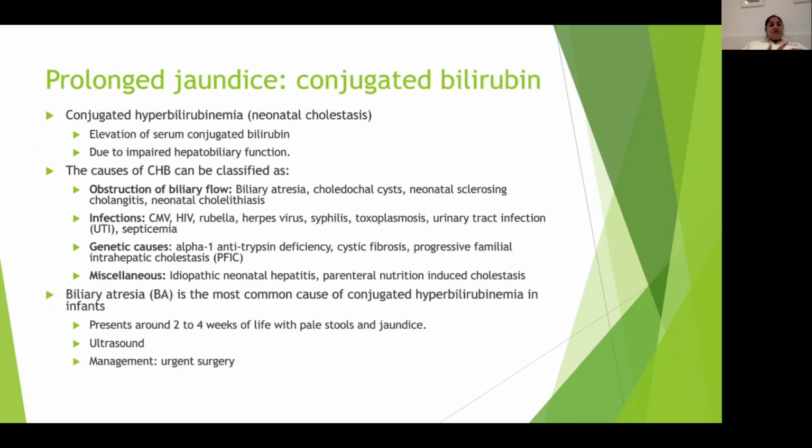So I just wanted to focus a little bit on the conjugated bilirubin. So this is basically when babies have an elevated level of the conjugated bilirubin as opposed to the unconjugated bilirubin. And this is most likely due to impaired hepatobiliary function. So we have different causes of this conjugated hyperbilirubinemia, and these can be classified into different kinds of causes. There are loads, but I've just picked a few important ones.